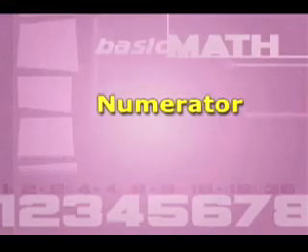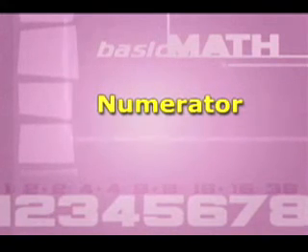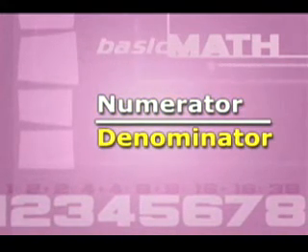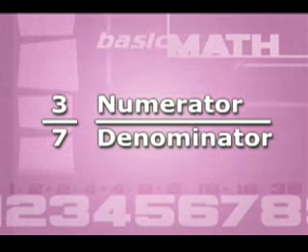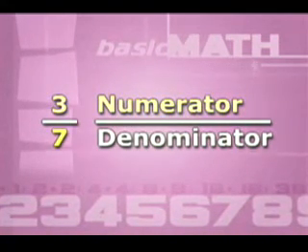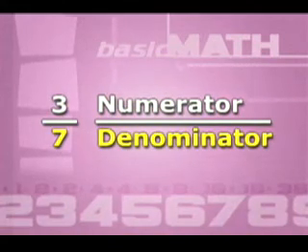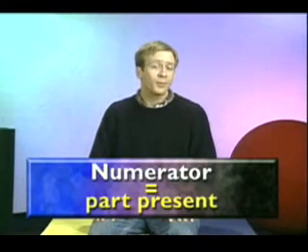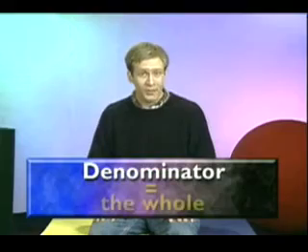A fraction is made up of two parts. The top number of a fraction is the numerator, and the bottom number is called the denominator. In the fraction 3/7, or 3 over 7, the 3 is the numerator, and the 7 is the denominator. The numerator represents the part present, while the denominator represents the whole.